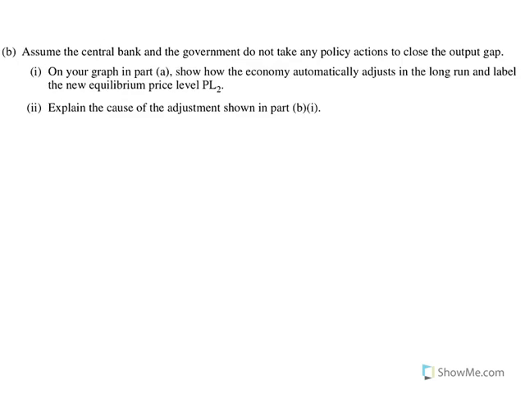On letter B, it says, assume the central bank and the government do not take any policy actions. This should clue you in that we're going to do some self-correction, automatic adjustment. It says, on your graph in part A, show how the economy automatically adjusts in the long run, and label the new equilibrium price level PL2.